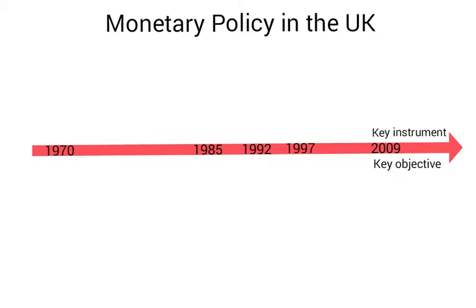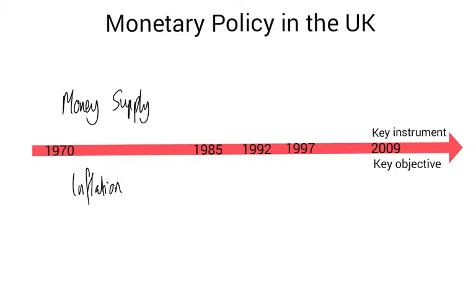So between 1970 and 1985, this is when the monetarist school of thought was very much dominant in the UK and also in America. The key instrument, according to classical monetarist theorists, is control of the money supply. So the main way that they tried to influence the level of inflation, which was the key objective, was to try and control the level of money supply within the economy.